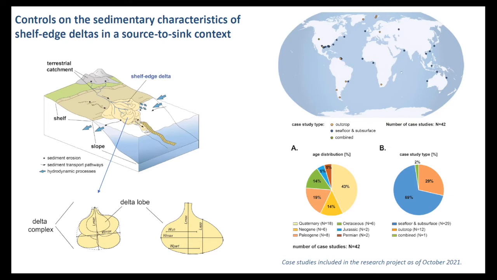Yeah, so here you can see an overview of the case studies that I have. And I decided to focus on the sedimentary record because in modern present day times, shelf edge deltas are very rare because usually they are intimately connected with low sea level stands or high sediment supply.